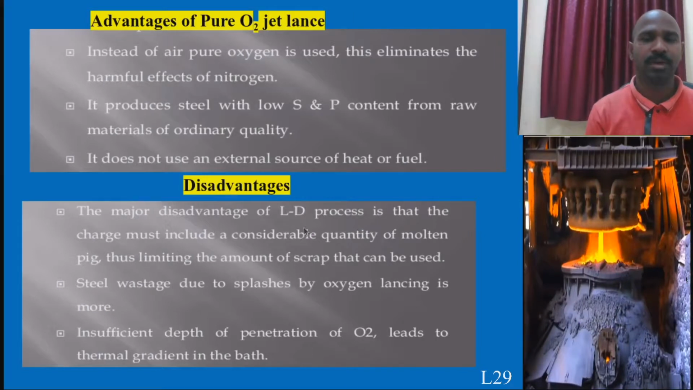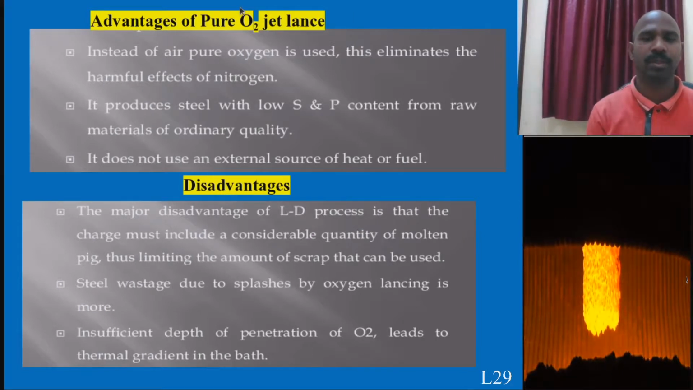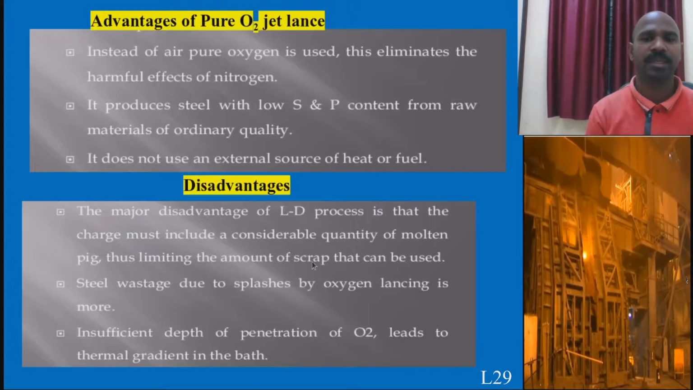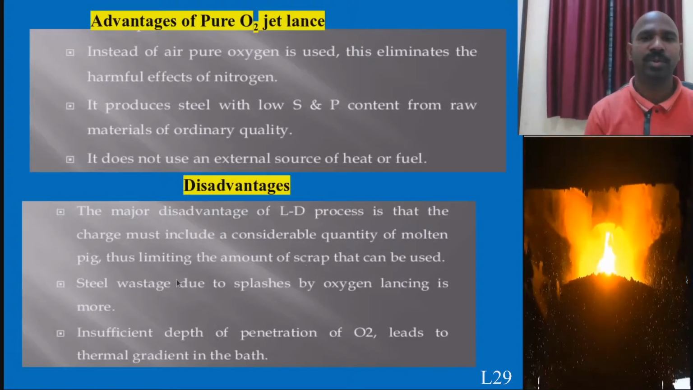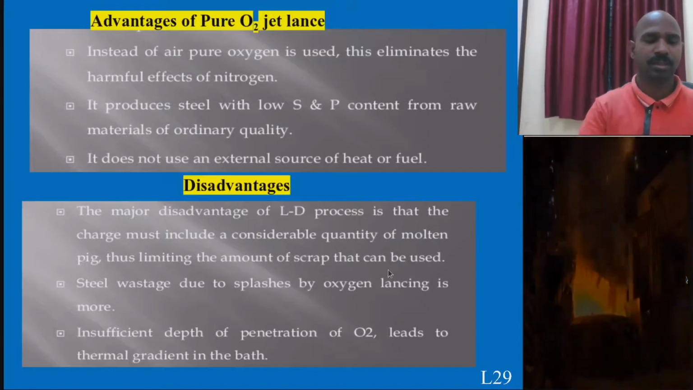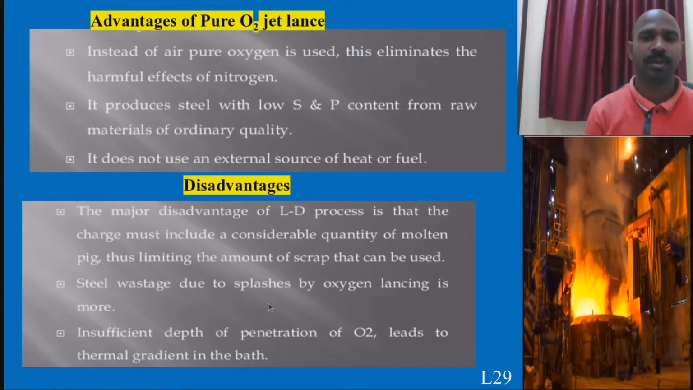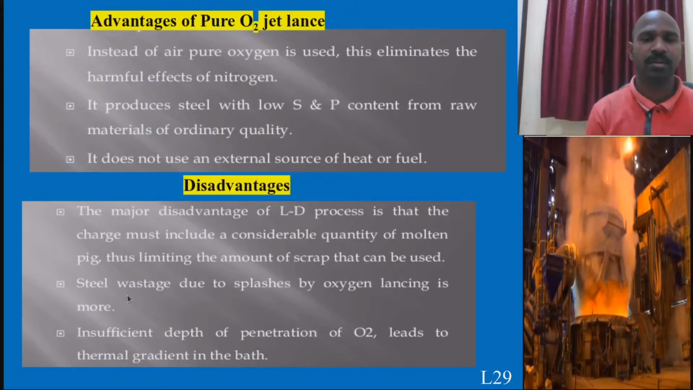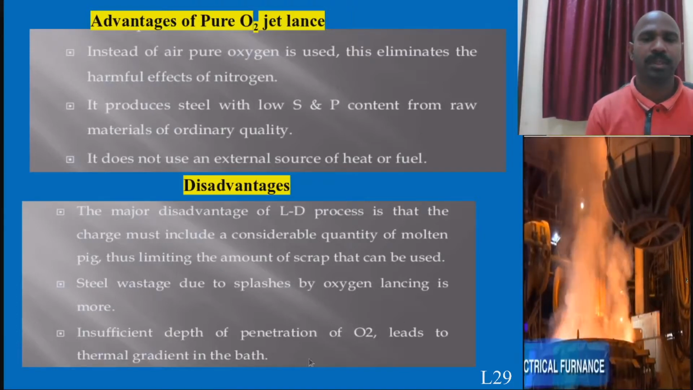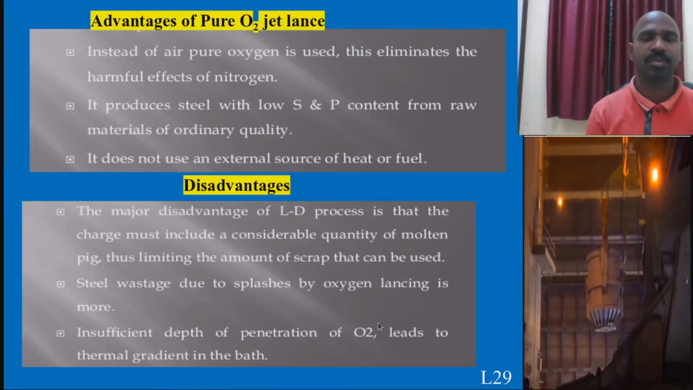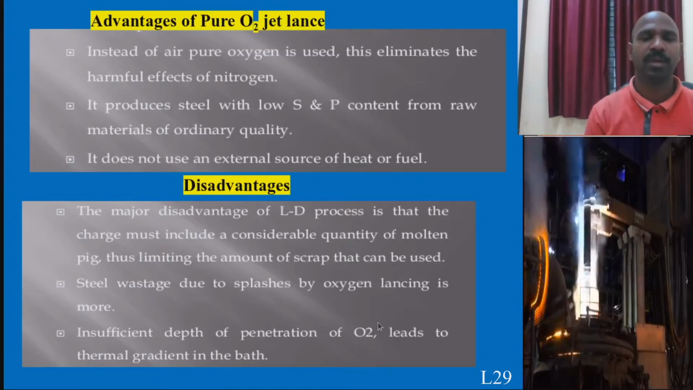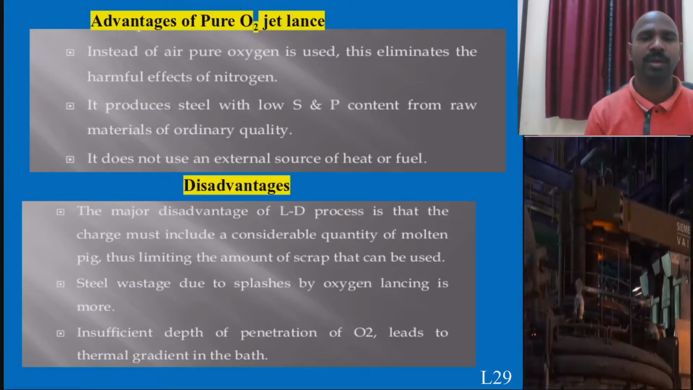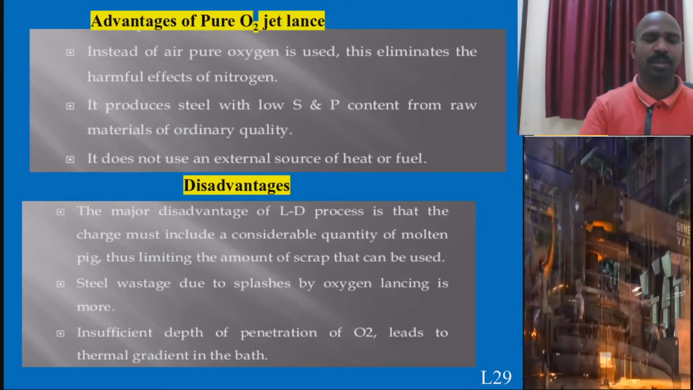The disadvantages of the LD process: because of the splashing of the oxygen jet, the molten pig iron may spill out of the LD vessel. It can be compensated by steel scrap. This oxygen lancing also creates some amount of steel wastage. Another disadvantage is that the oxygen jet may reach insufficient depth because of the temperature gradient, from high temperature to low temperature, during the refining process.